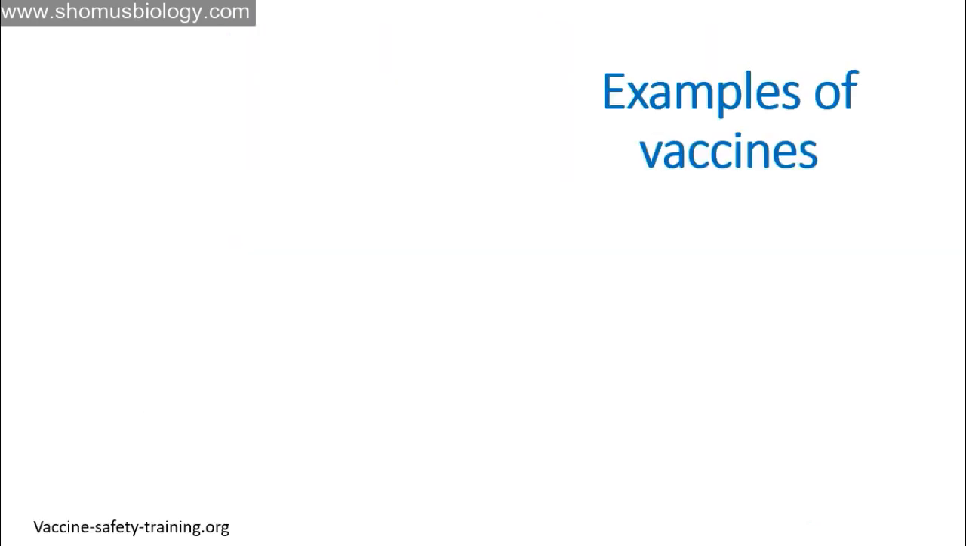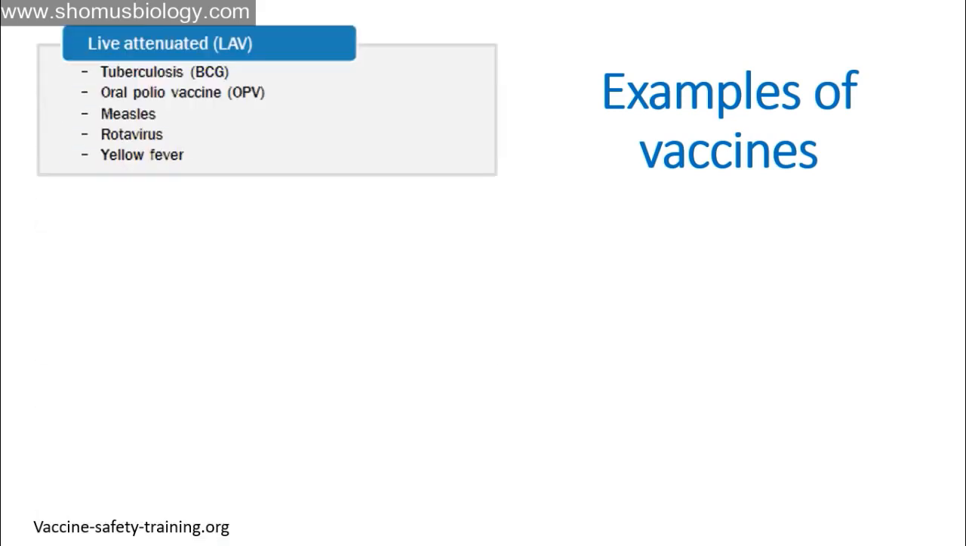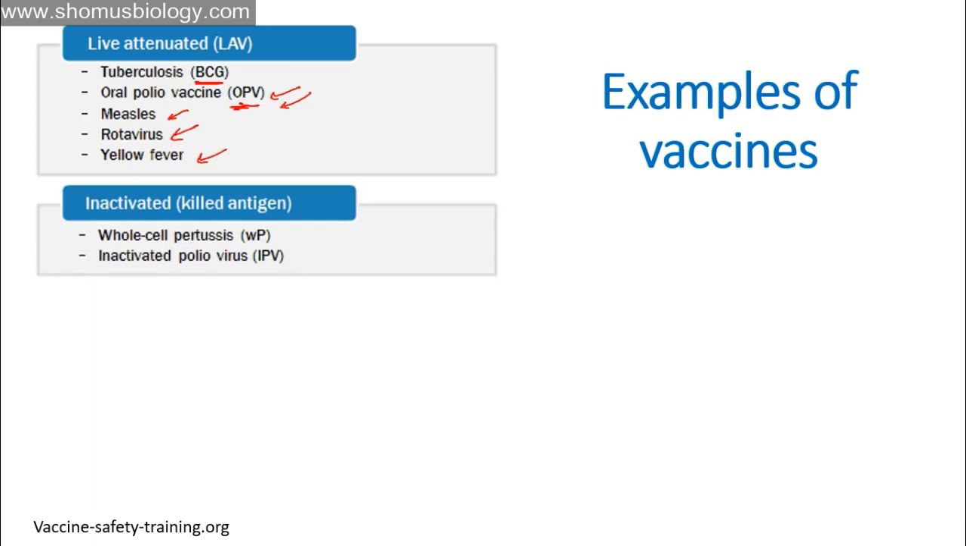Now, based on this classification, let me share a few examples of vaccines with you, and we continue with the live attenuated vaccines, or LAV. Examples: tuberculosis, that is the BCG vaccine; oral polio vaccine, OPV, which is very common in India especially; measles, rotavirus, yellow fever vaccine. All these are live attenuated vaccines. Inactivated vaccines, which are killed microorganisms, include the whole cell pertussis vaccine and the inactivated poliovirus IPV vaccine.